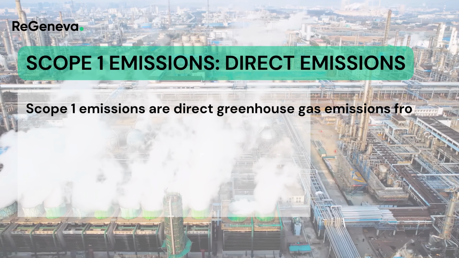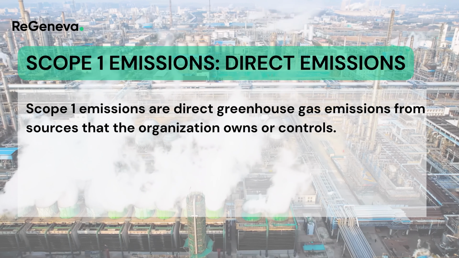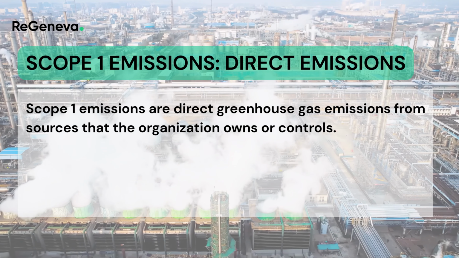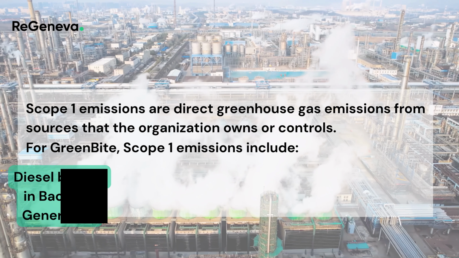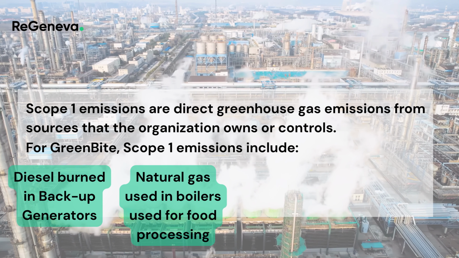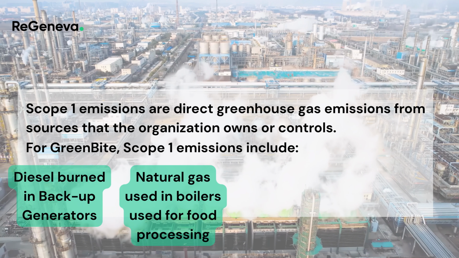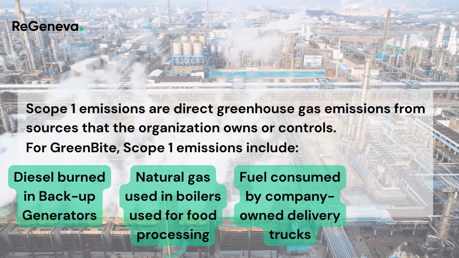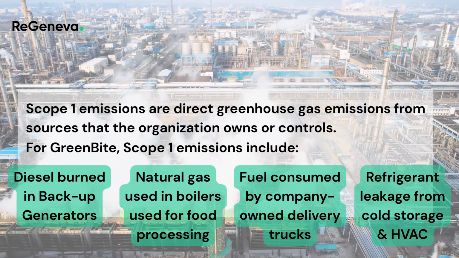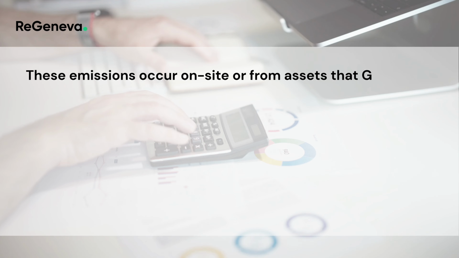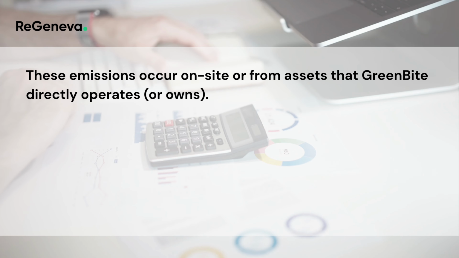Scope 1 emissions are direct greenhouse gas emissions from the sources that the organization owns and controls. For Greenbite, Scope 1 emissions include diesel burned in the backup generators, natural gas used in the boilers for food processing, fuel consumed by the company-owned delivery trucks, and refrigerant leakage from the cold storage and cooling systems. These emissions occur on site or from the assets that Greenbite directly operates.